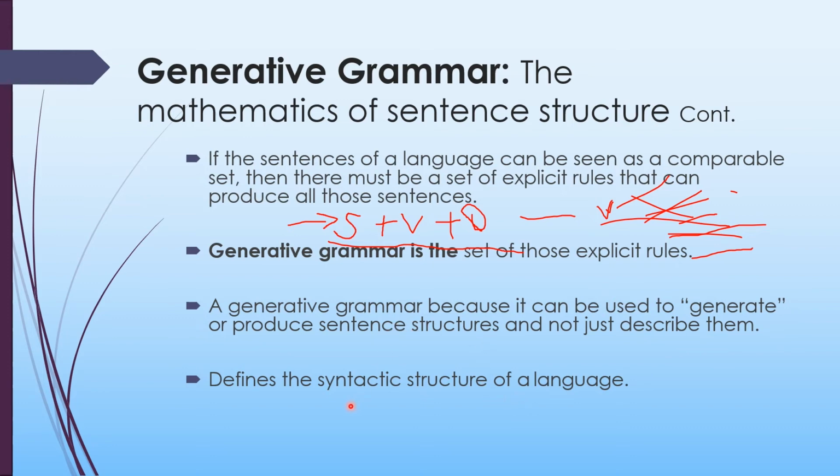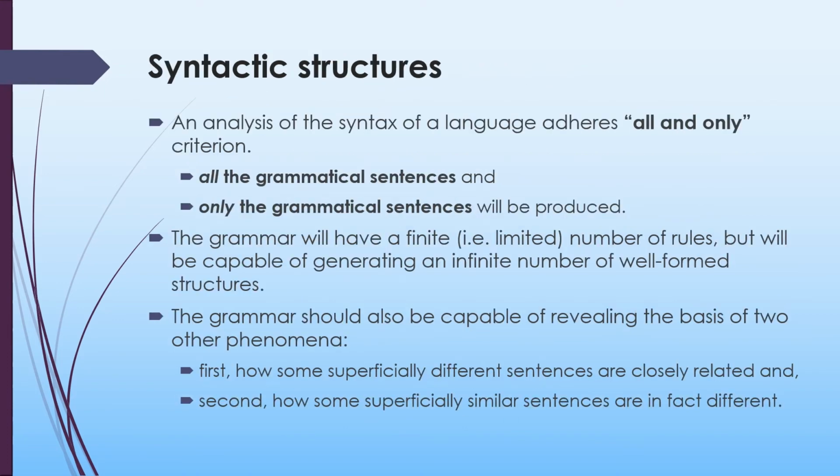and those define the syntactic structure of a language. So now the question comes: what is syntactic structure? When we are analyzing the structures, that means analysis of the syntax of a language, and whenever we analyze the syntax of a language, we will have the all-and-only criterion. The all-and-only criterion refers to all the grammatical sentences and only the grammatical sentences.